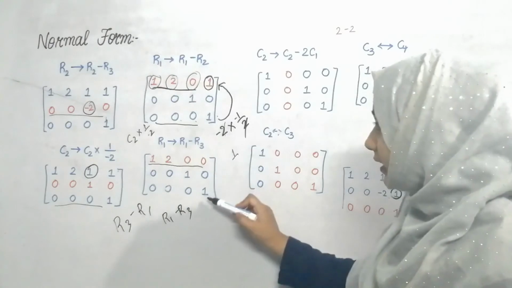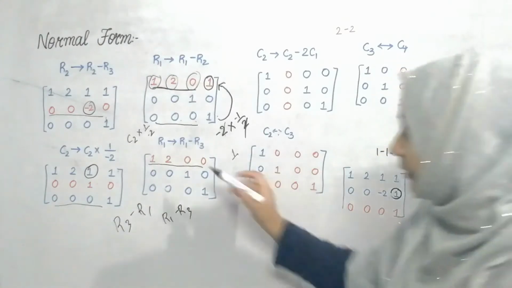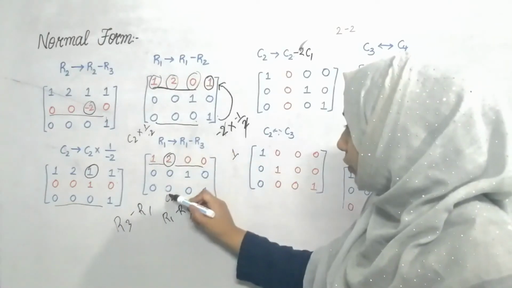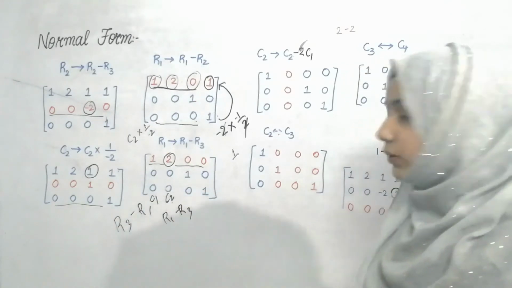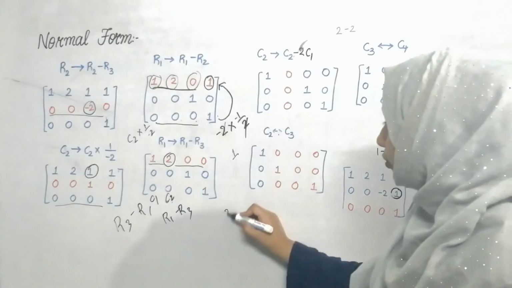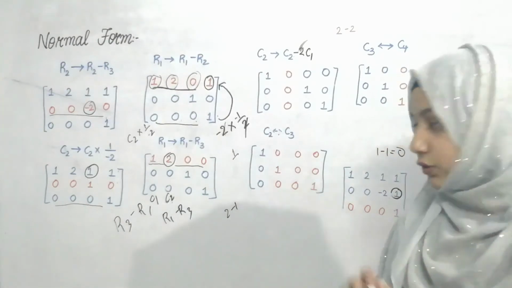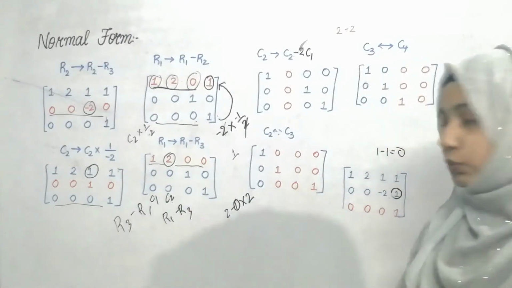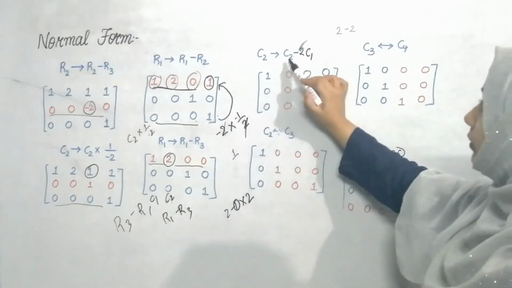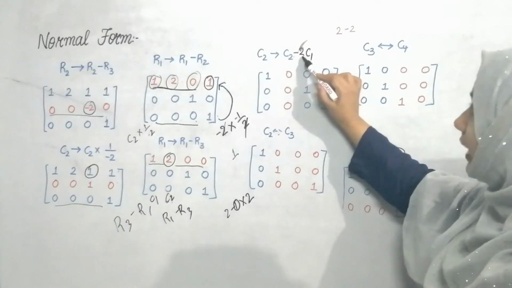All the elements are either 0 or 1. Except for this element. This falls in column 2, right? So column 2 and this is column 1. Can I subtract column 2 with column 1? 2 minus 1 will not be 0. So for that, what I need to do? For this column 1 should be multiplied with 2. Okay? So column 2 minus 2 times of column 1.